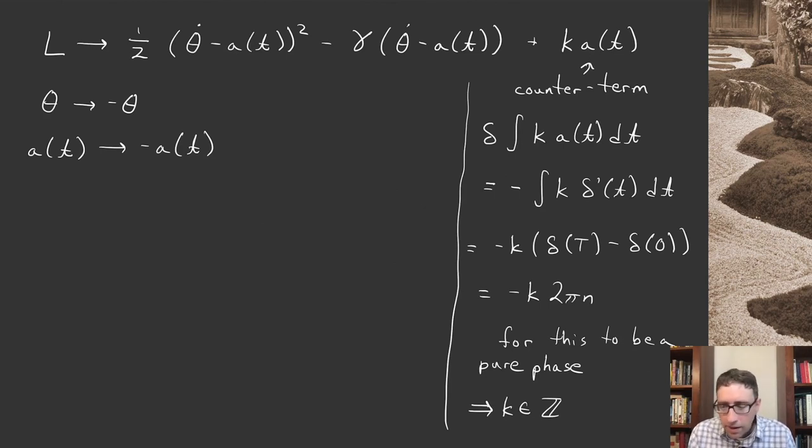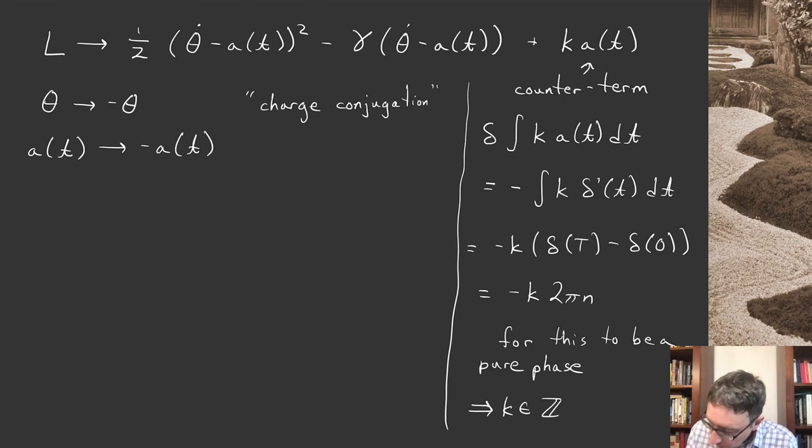In a more traditional context, where you're taking a complex conjugate of the field, theta is really the phase of some field, so complex conjugation sends theta to minus theta, and there's also a charge multiplying the vector potential, so that charge gets sent to minus q. So it's really sort of like a charge conjugation. Anyway, what happens when I do this?